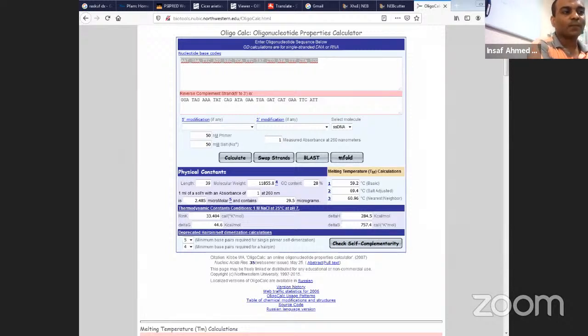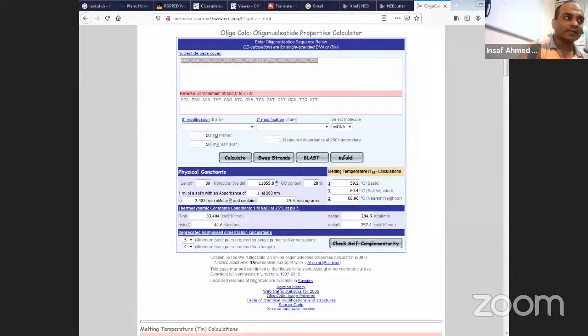I will write down the parameters also, because the parameters should be identical for the reverse primer. The parameter we just saw for the forward primer, what is the TM? The TM is 59 degrees centigrade. So now when we are designing the reverse primer, we have to take care of this thing. The TM difference should not be more than 5. So what we will do now, we will take the reverse primer.